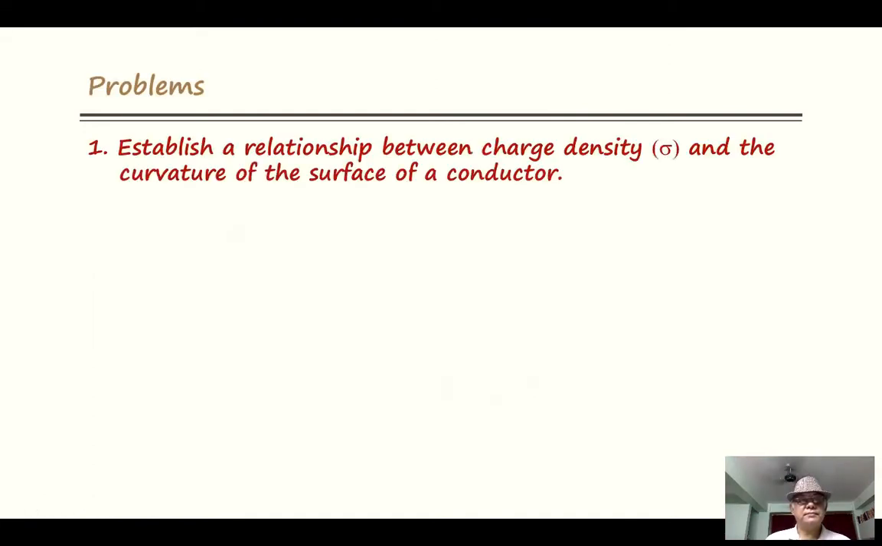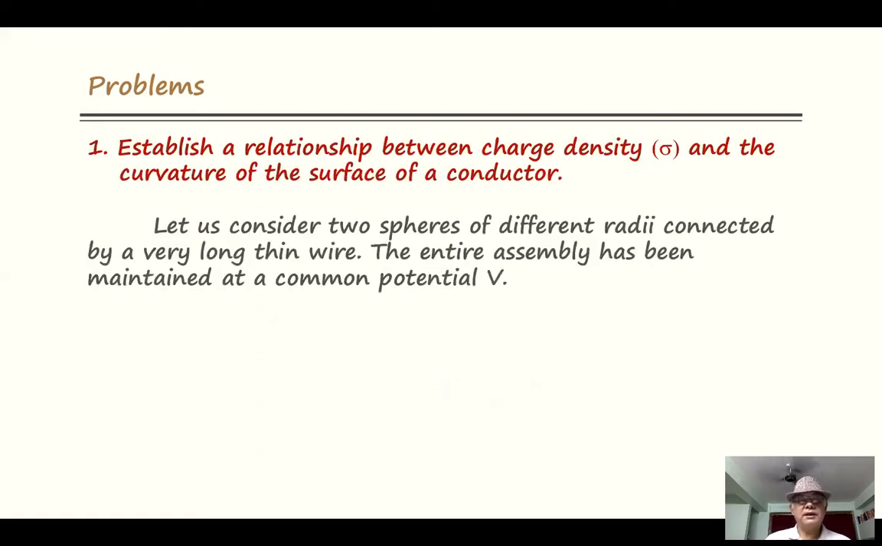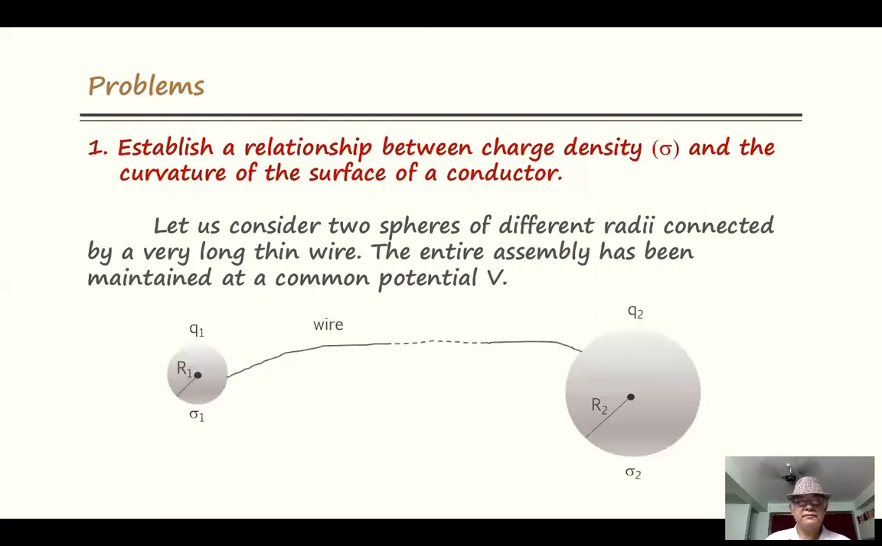Problems. Number 1. Establish a relationship between charge density, we call it sigma, and the curvature of the surface of a conductor. Let us consider two spheres of different radii connected by a very long thin wire. The entire assembly has been maintained at a common potential V. Let us say that. This is the diagram.